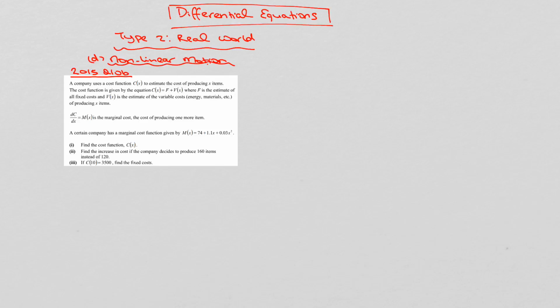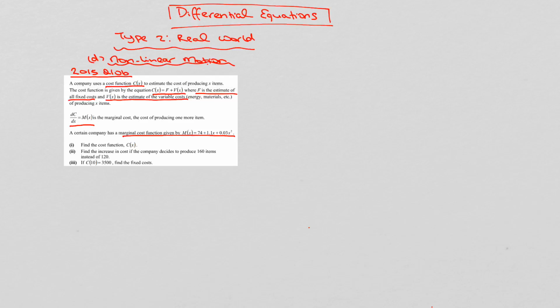Okay, so in this one here, we have a company that uses a cost function, C of x, to estimate the cost of producing x items. We're given the cost function is represented by F plus V of x, where F is the estimate of all the fixed costs and V of x is the estimate of all of the variable costs. We're told that the rate of change of the costs with respect to the items x is equal to the marginal cost, and the marginal cost function is given to us by M of x is equal to 74 plus 1.1x plus 0.03x squared.